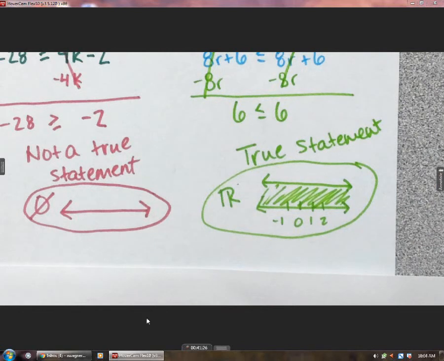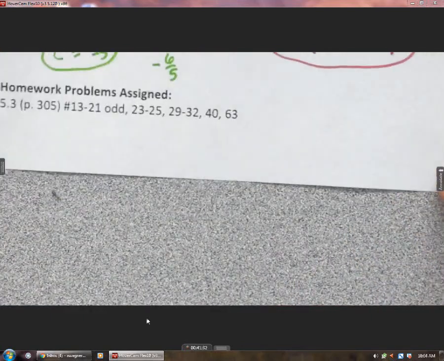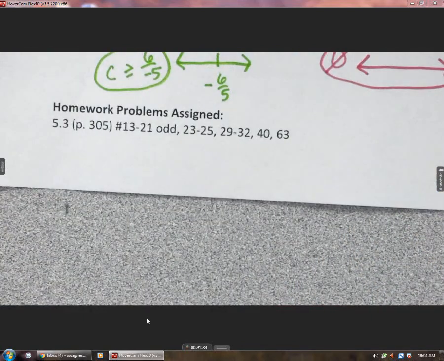Cool stuff, huh? We just learned some inequalities. Here's your homework problems. Got lots of time to get it rolling.